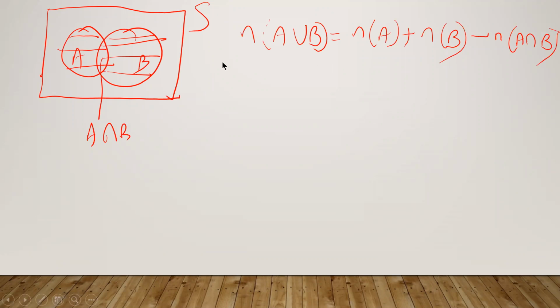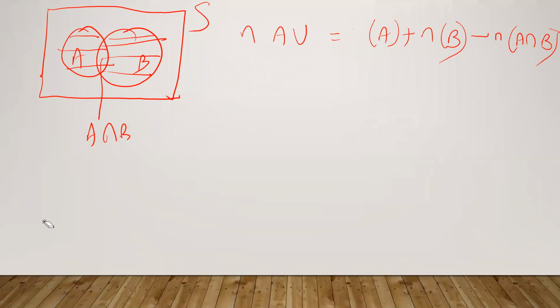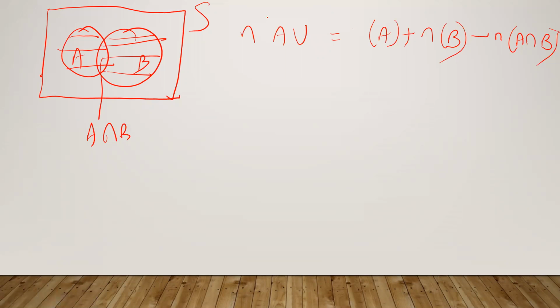So this you have already studied in school days in set theory. The number of points in the union of 2 sets, A union B, is equal to the number of points in A plus the number of points in B minus the number of points in A intersection B.